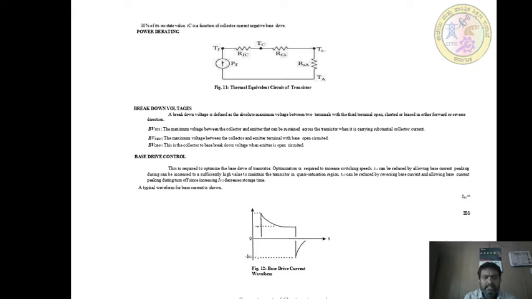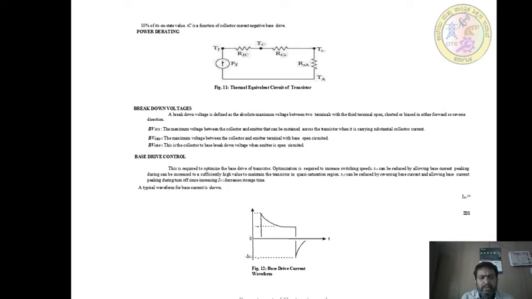If you look at the Thevenin's equivalent thermal circuit of the transistor for identifying the power derating, there is the breakdown voltage. A breakdown voltage is defined as the absolute maximum voltage between two terminals with the third terminal open, shorted, or biased in either forward or reverse direction. The maximum voltage between the collector and the emitter is what can be sustained across the transistor when it is carrying substantial collector current.